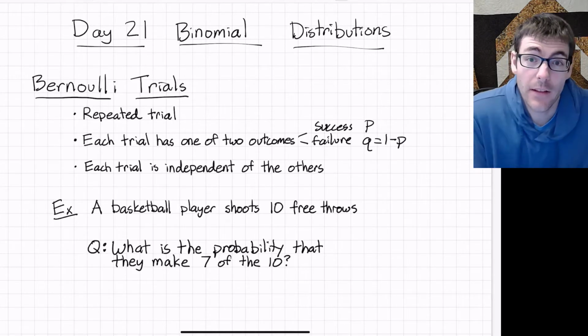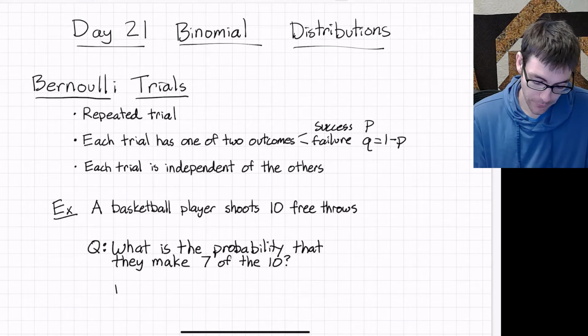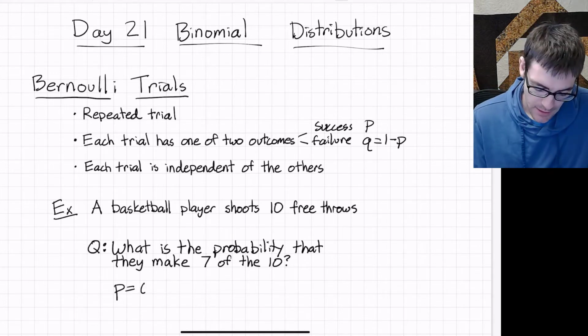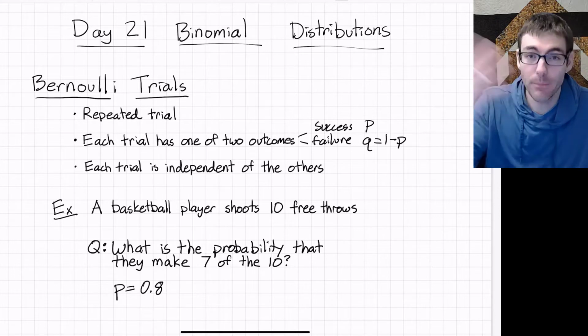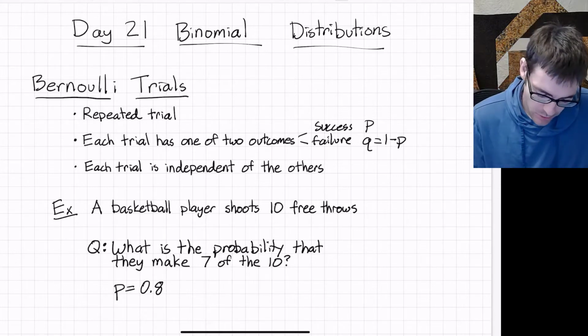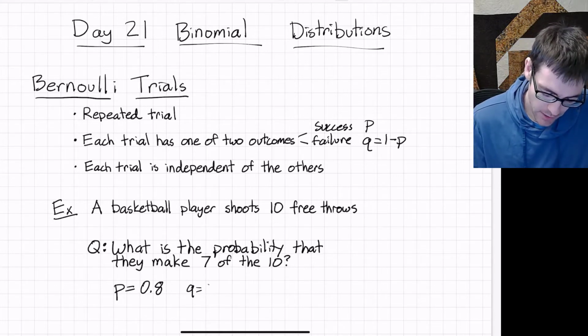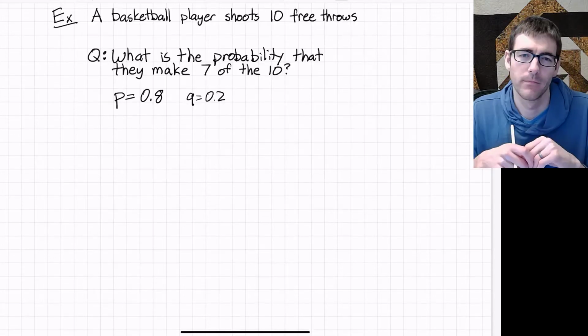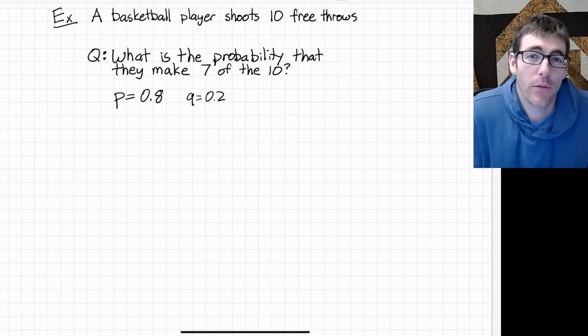All right. And let's also say that this is a fairly good free throw shooter, that the probability of making any given shot is 0.8, so 80% of shots are made, which means that 20% of shots are misses, so the probability of a failure is 0.2. So let's think about how this might occur.